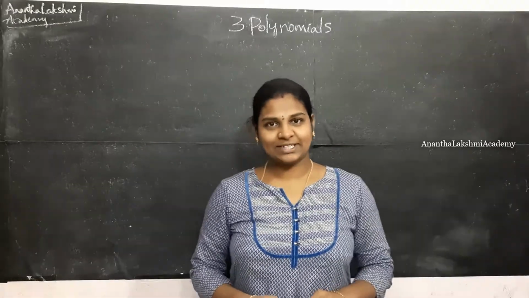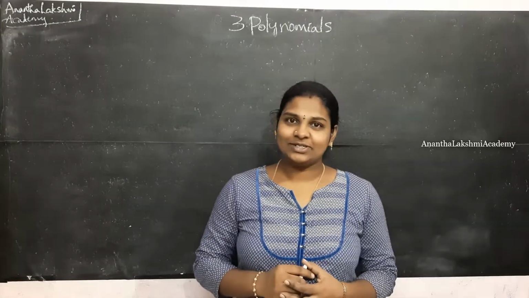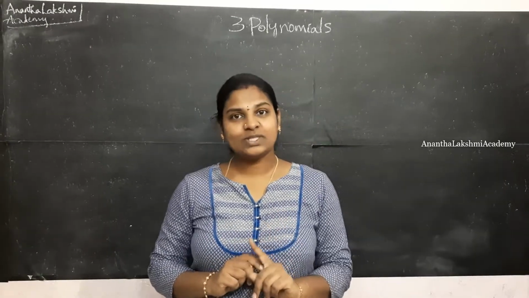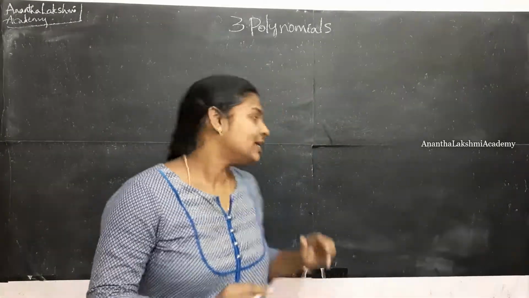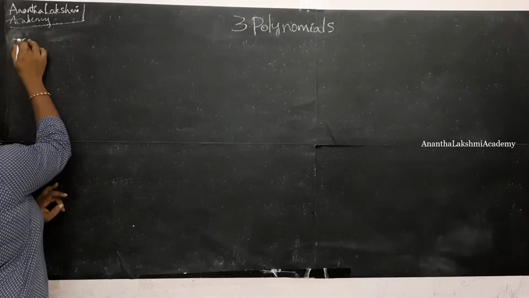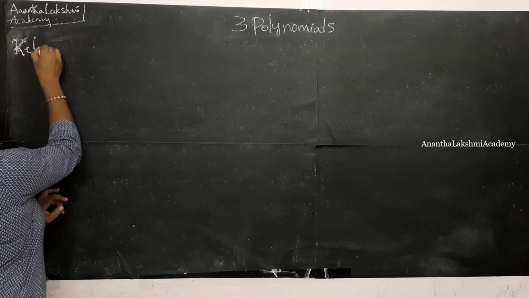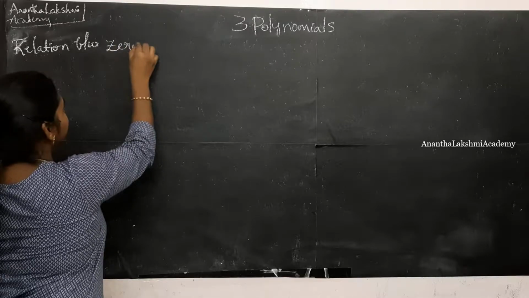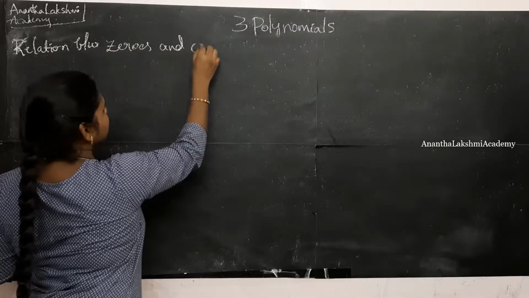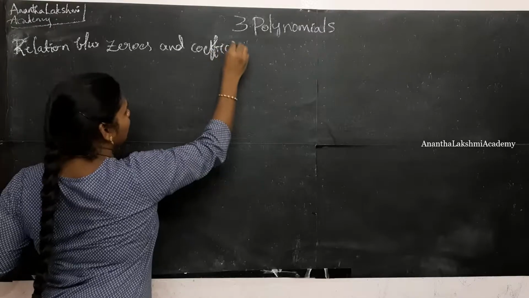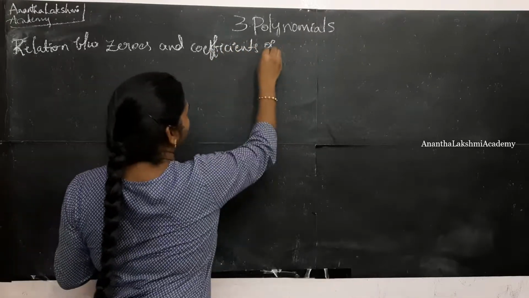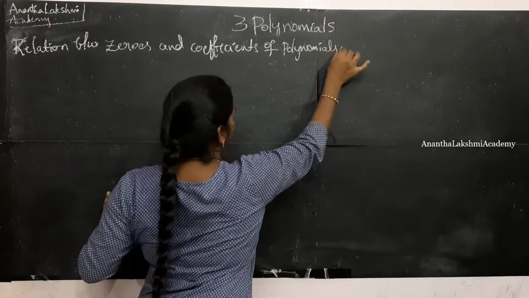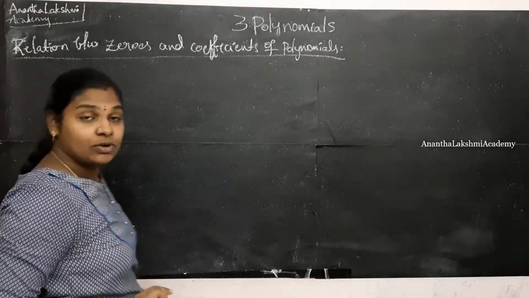Hello everybody, welcome back to Anantalakshmi Academy. Today we are going to cover polynomials part 3, which is the concept of relation between zeros and coefficients of polynomials. So this is what we are going to address today.